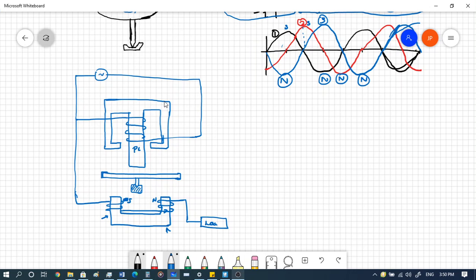So now you have the wire coming out from over here, and the load is connected across these 2 points. So this is how this is being designed.